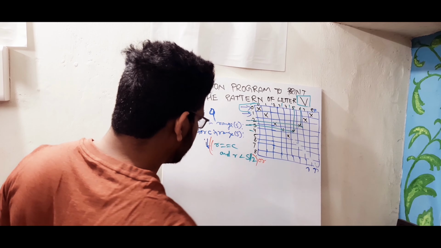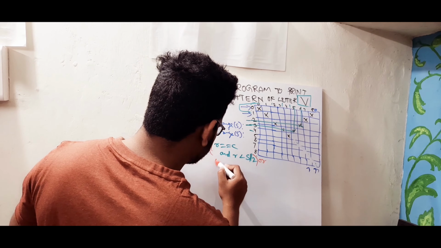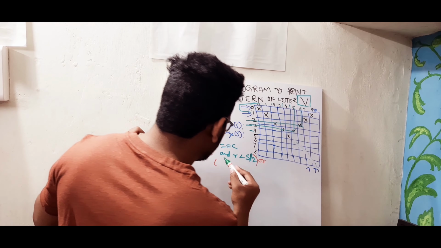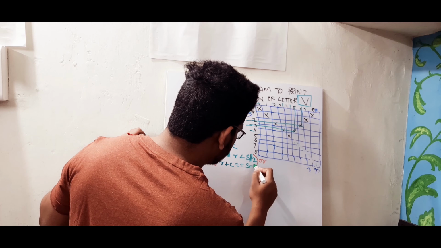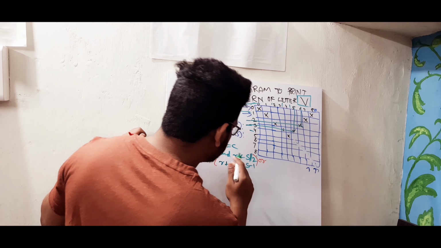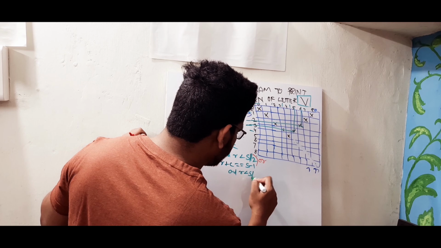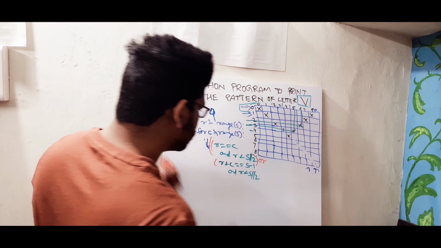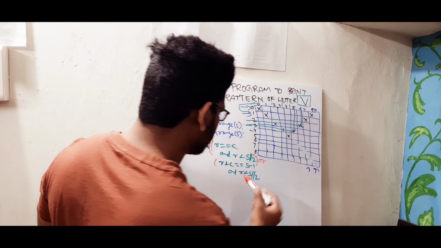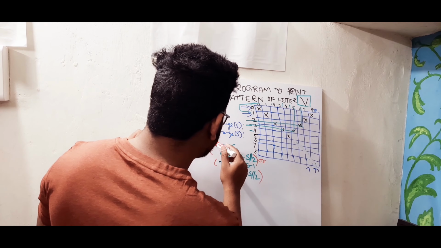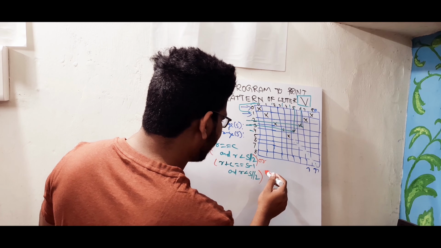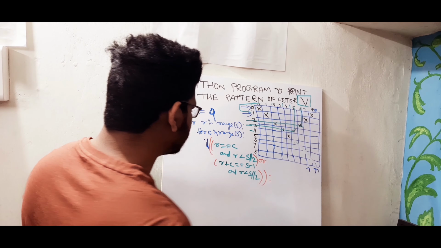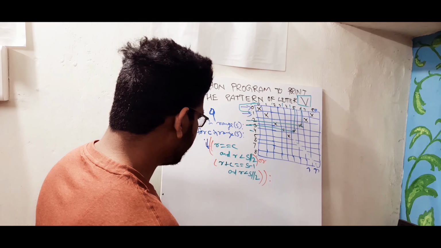Or, and I write another condition here: row plus column equal to S minus 1, and here also the same, row should be less than or equal to S by 2. So this is another condition. Here are the two conditions: the first condition is for printing one line and the other condition for printing the other line. In these two cases, we'll print stars.